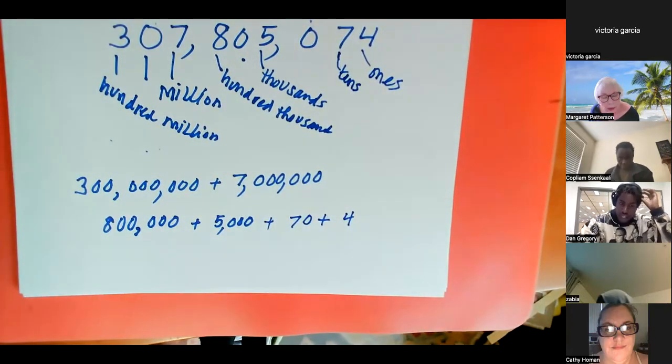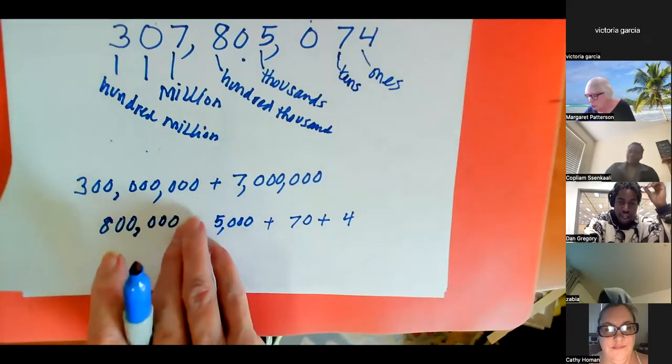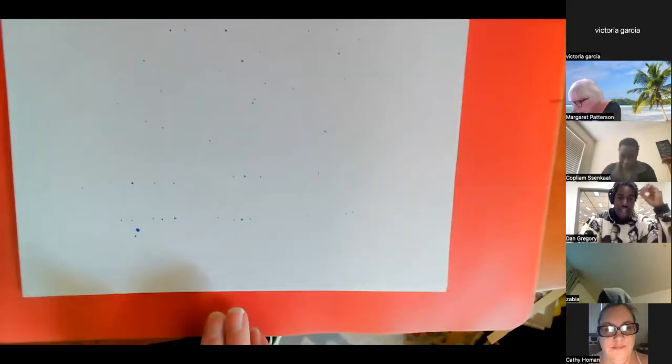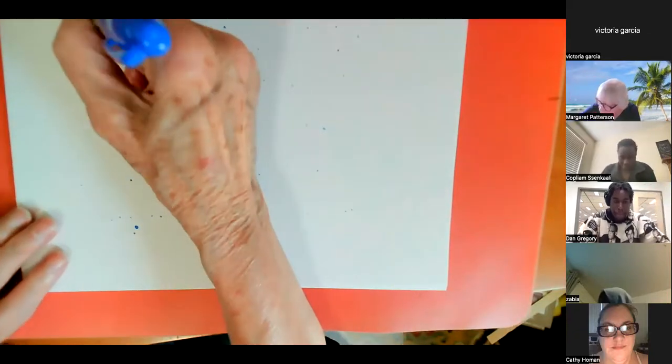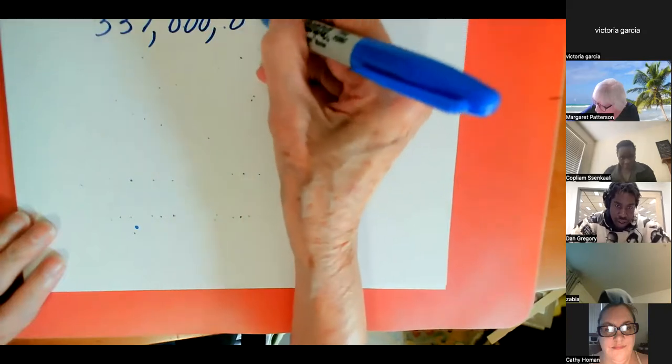Question, what if it's like 33 and 7, instead of 307? 337? Yeah. Okay, let's do that one. 337, comma, 1, 2.